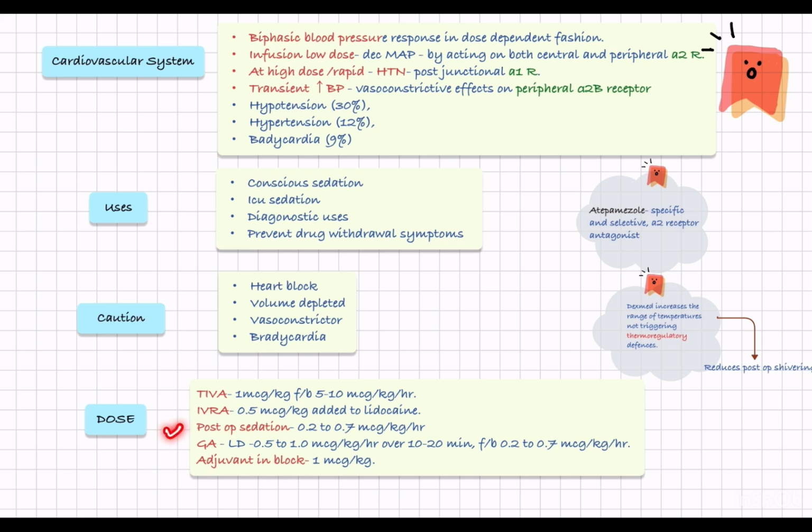It can be used in post-op sedation at 0.2 to 0.7 microgram per kg per hour, and it can be used in general anesthesia with a loading dose of 0.5 to 1 microgram per kg over 10 to 20 minutes, followed by 0.2 to 0.7 microgram per kg per hour. And it can be used as an adjuvant in the blocks.